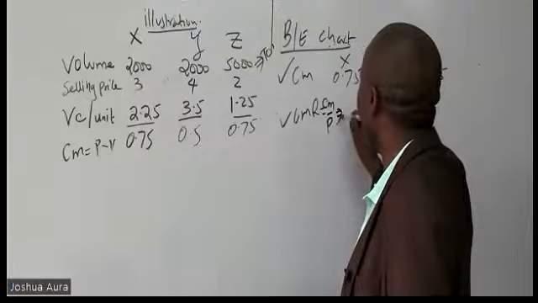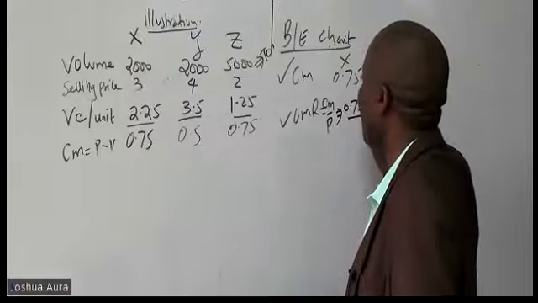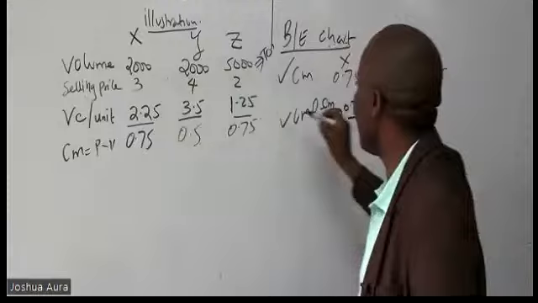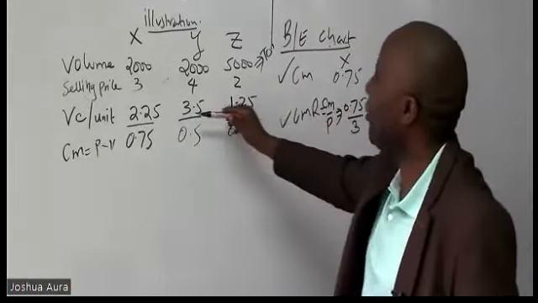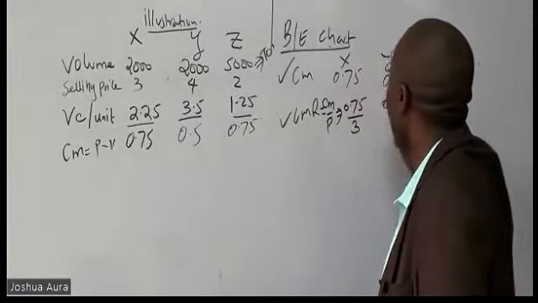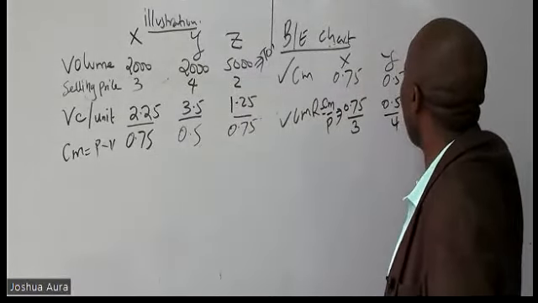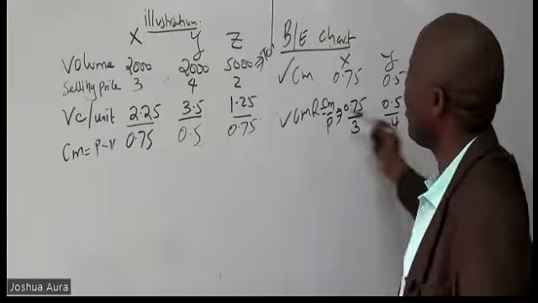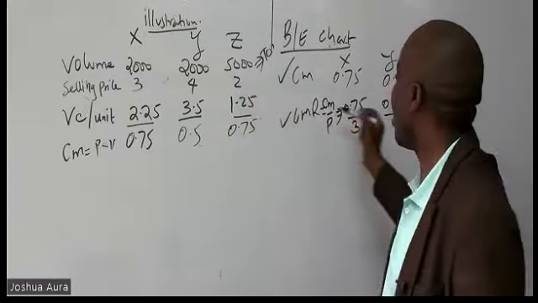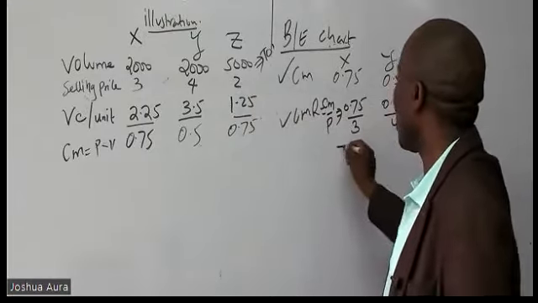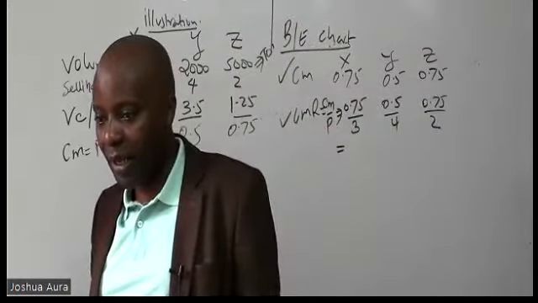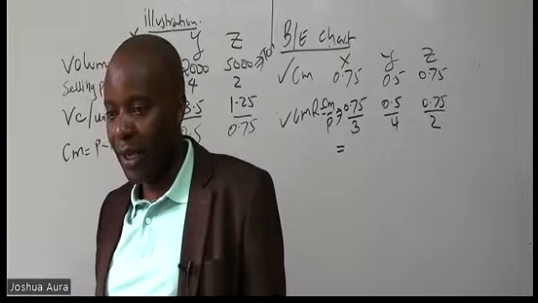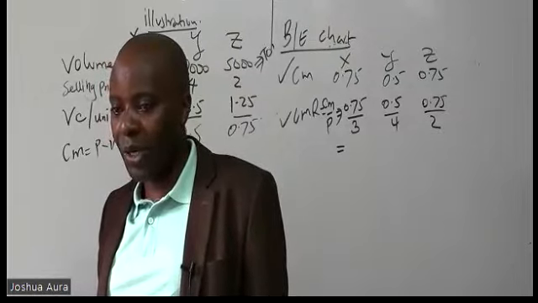So in that regard, this one here will be 0.75 divided by the price. The price is 3. This is 0.5 for Y divided by the price, and the price here is 4. This is 0.75 divided by the corresponding selling price, which is 2. So could you kindly give me these figures very fast? Is there somebody who already has these contribution margin ratios?